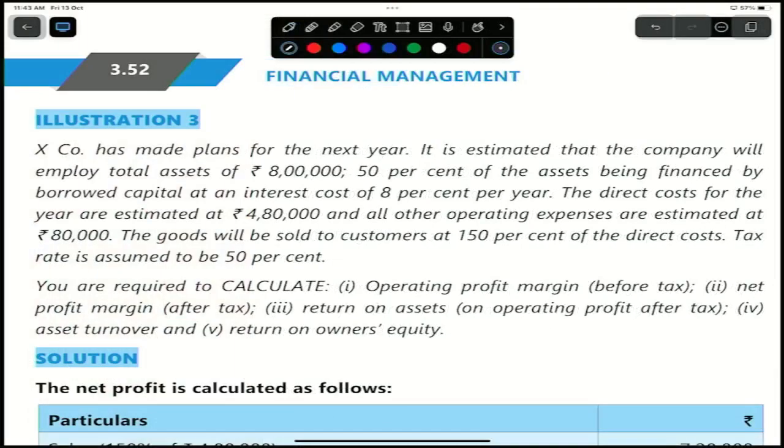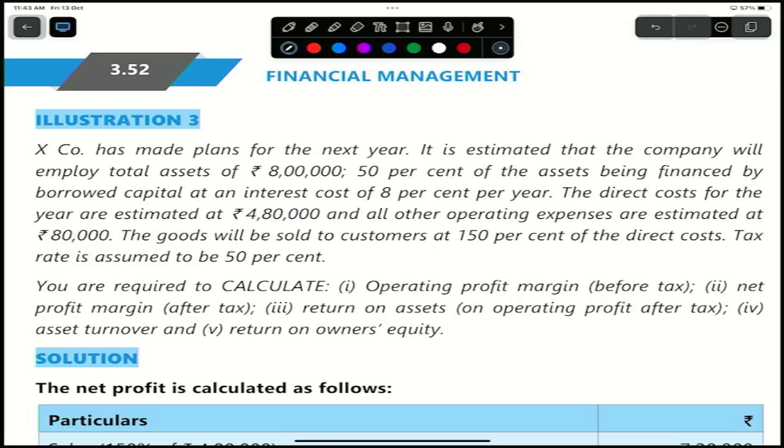Read the question. Don't sit idle in the class. Read. X company has made plans for the next year. It is estimated that the company will employ total assets of 8 lakhs. Total assets he has given.